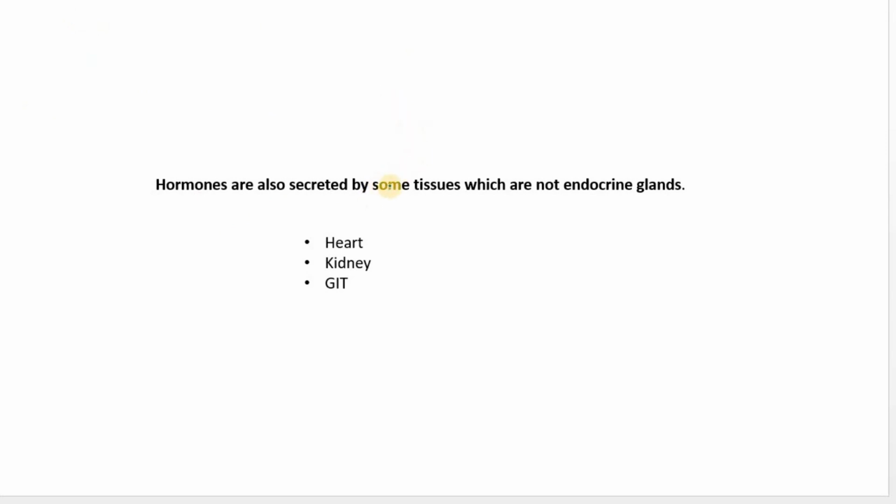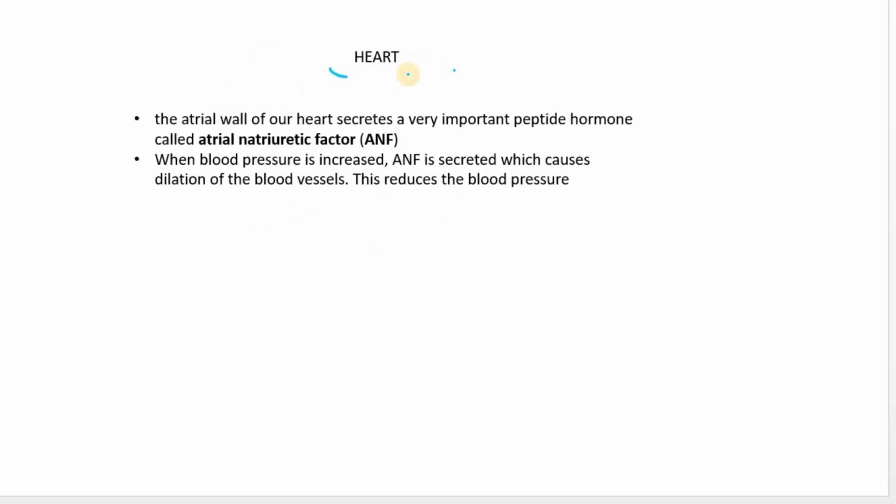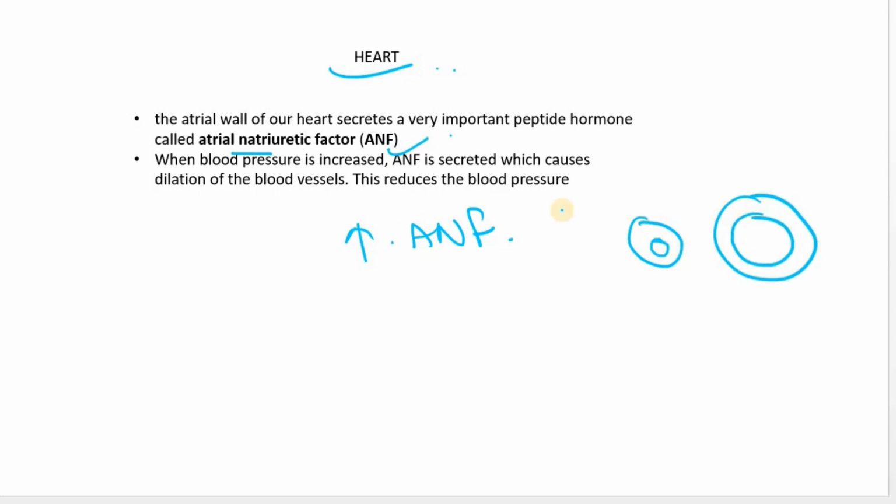Now, as we talked in part 1, some hormones are also secreted by some tissues that are not endocrine glands like heart, kidney and gastrointestinal tract. Let's take a look at them. The atrium region of our heart produces a hormone known as atrial natriuretic factor or ANF. When the blood pressure is increased, this ANF is released in the blood, which causes the dilation of blood vessels. These blood vessels become dilated, hence this reduces the blood pressure.